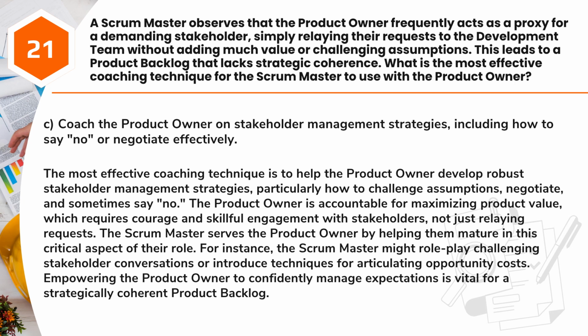The product owner is accountable for maximizing product value, which requires courage and skillful engagement with stakeholders, not just relaying requests. The Scrum Master serves the product owner by helping them mature in this critical aspect of their role. For example, the Scrum Master might role-play challenging stakeholder conversations or introduce techniques for articulating opportunity costs. Empowering the product owner to confidently manage expectations is vital for a strategically coherent product backlog.